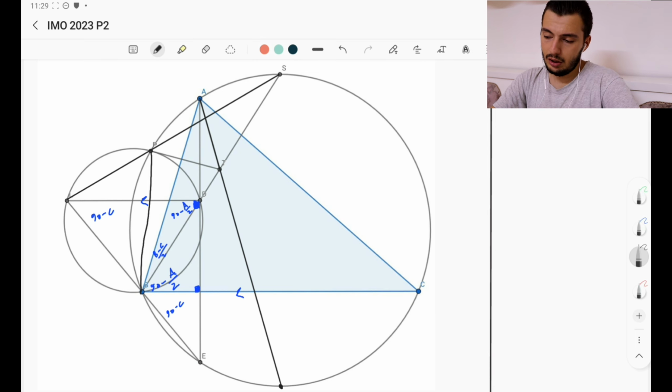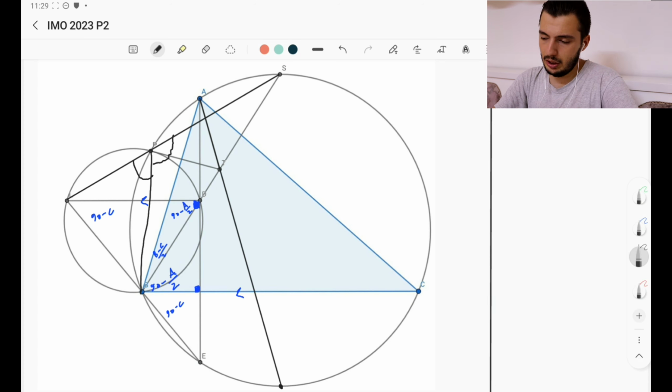If we connect the radical axis, P and B, it will be good, because now what is this angle? First of all, this angle is what? It's 90 minus A over 2, right? It's the same as this. Okay, very good. So we already know this is 90 minus A over 2. But at the same time, what is this? This should be 90 plus A over 2.